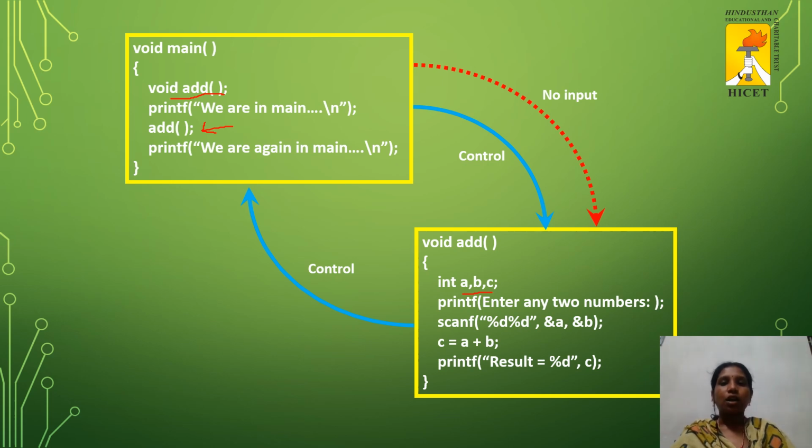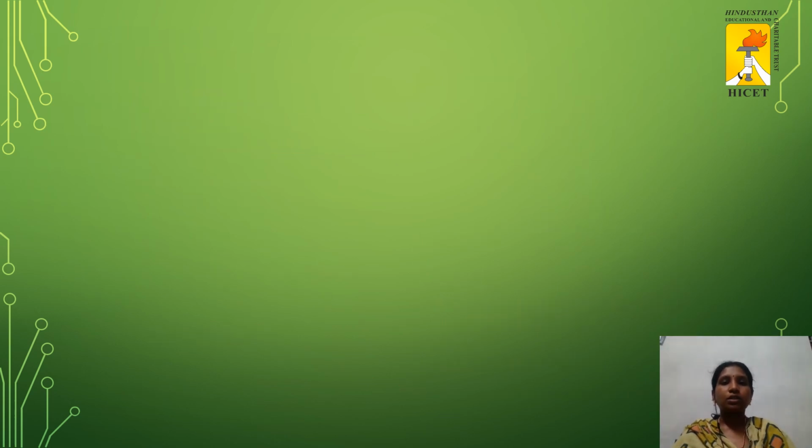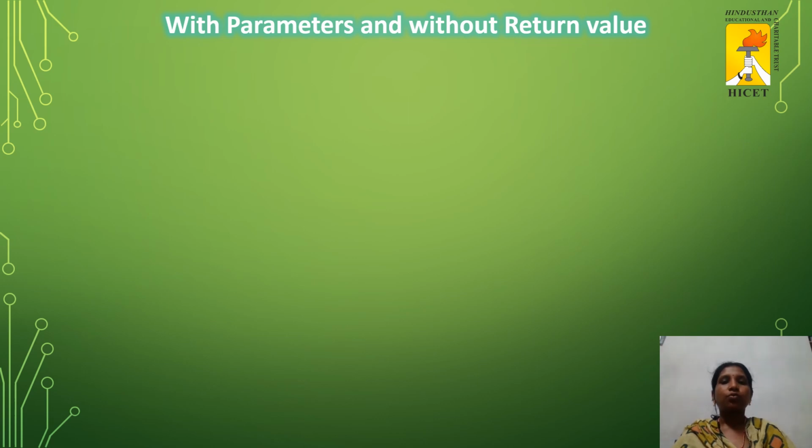So here there is no input passed to the function definition and there is no return value to the function call again. That means I'm just calling the function, I'm doing some process inside the function and my control is going back to the main part. So this is an example for function without parameter and without return value. I have called the function with no parameter, there is no input, and I am not returning anything back to the main function.